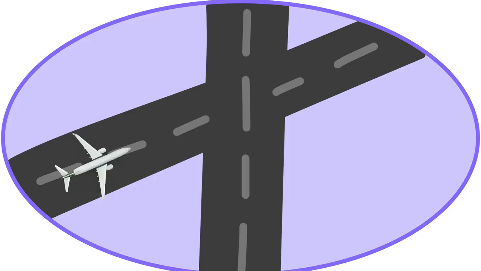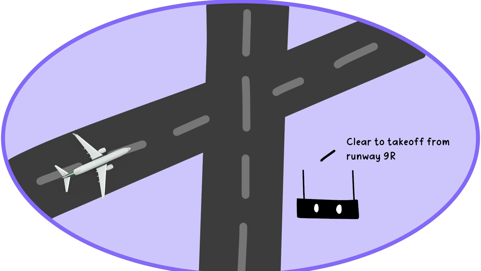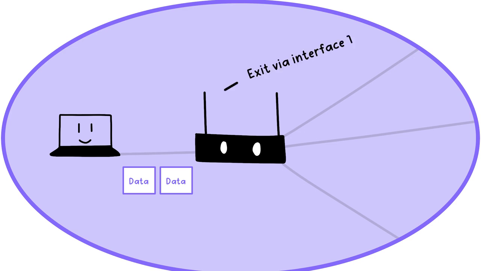Imagine that the data packets are like planes trying to leave an airport. The air traffic controller in this case would be the router. It directs the plane on the most efficient way to leave and enter the airport, similar to how the router routes packets to leave and enter the network.